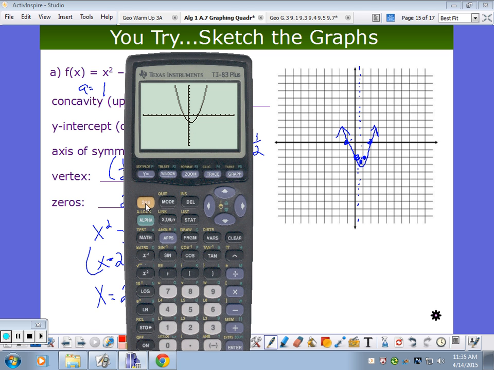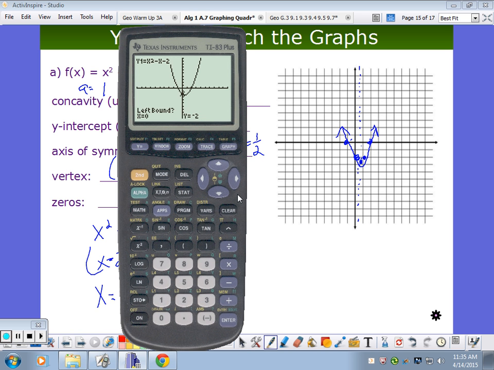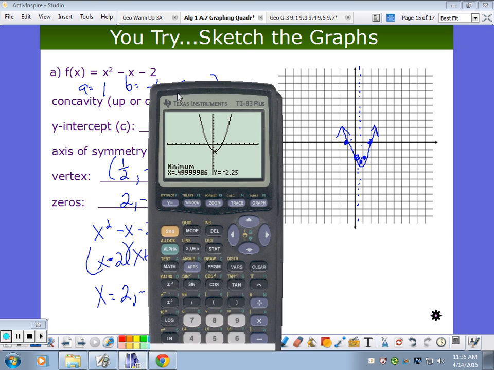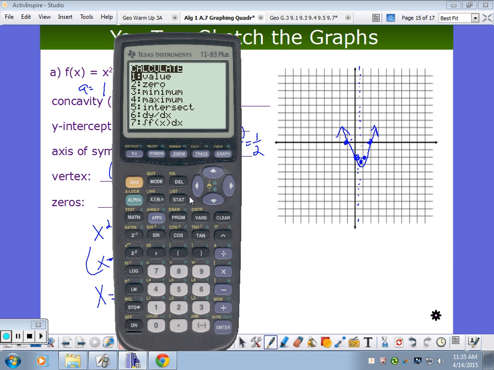Let's see if I did it right. Minimum. Close to the left or close to the right? Yeah, that's it. 0.5, you got it. You can do it to find the zeros as well. Then you go to the same thing. Calc and press number 2, zeros. Go to the left and right of each of those zeros.